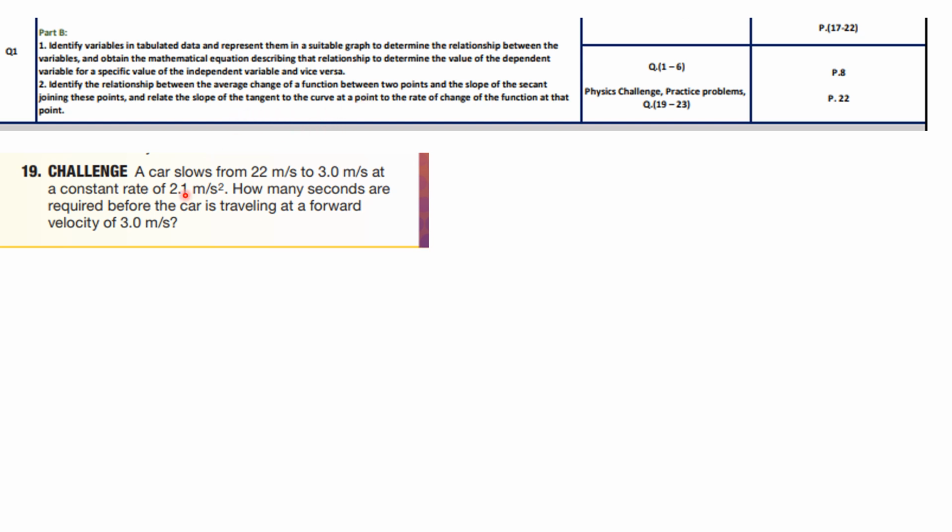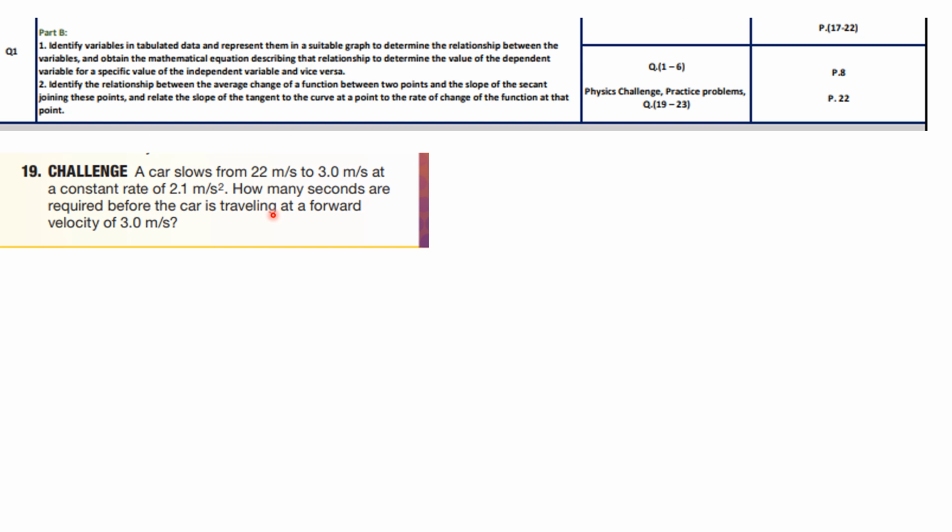Okay, here I choose question number 19 as they advise. So a car slows, they are telling us it's slowing down. So acceleration of course will be negative, from 22 meters per second to 3 meters per second at a constant rate of 2.1. Here they're supposed to write minus 2.1, but no problem because they already describe it as slowing down. How many seconds, so it means time, are required before the car is traveling at a forward velocity?